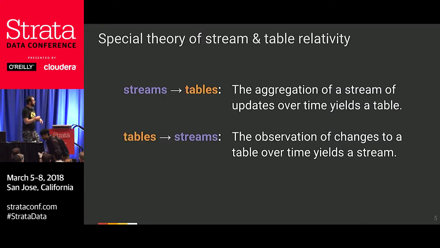And so from this, to use a bad physics analogy, you can come up with what I would call a special theory of stream and table relativity, defining these things in terms of each other. Streams: the aggregation of a stream of updates over time yields a table, and the observation of changes to a table over time yields a stream. So that's great.